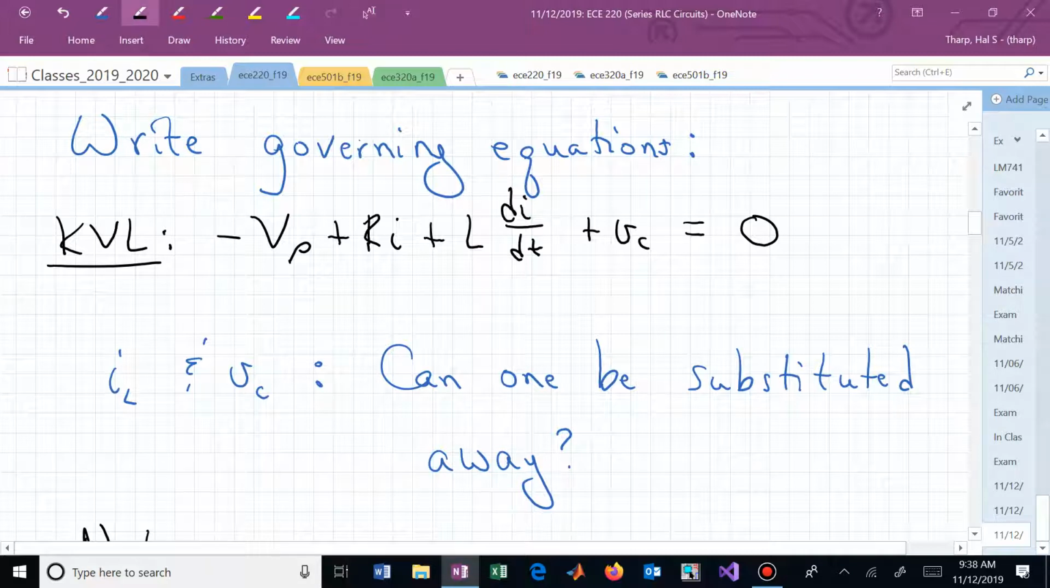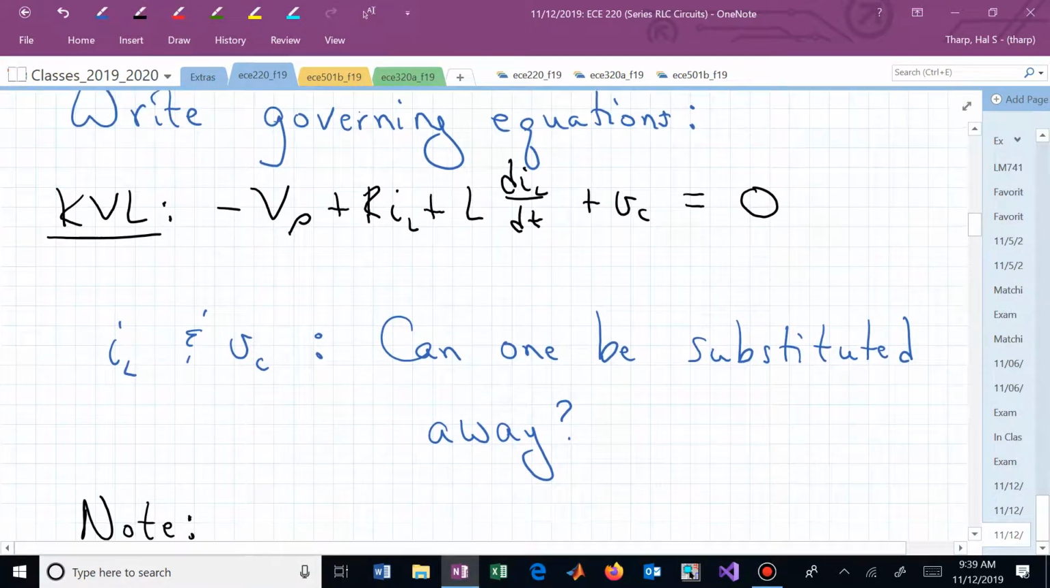Now we actually have I sub L and V sub C both in that equation. Can one be substituted away? Can we get rid of one of those so that we end up with one equation with the forcing function V sub S? V sub S is a constant. Everything else is time varying. R, L, and C are time invariant. Those are constant parameters.